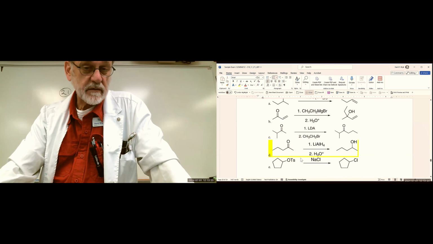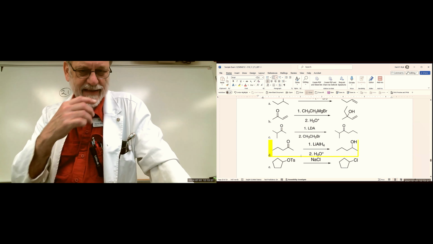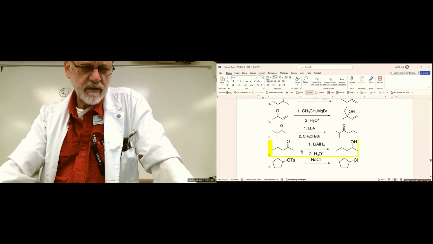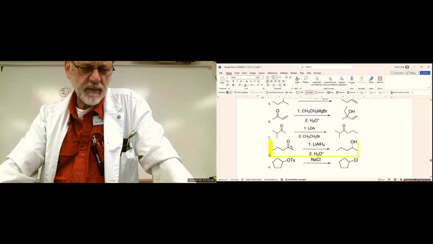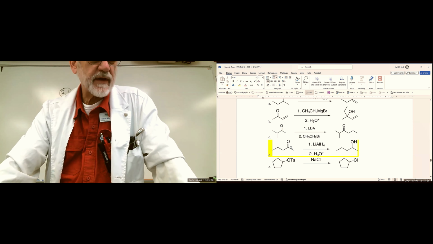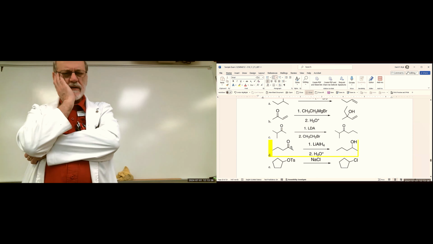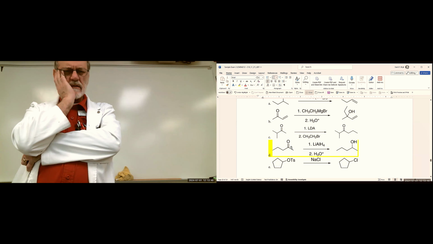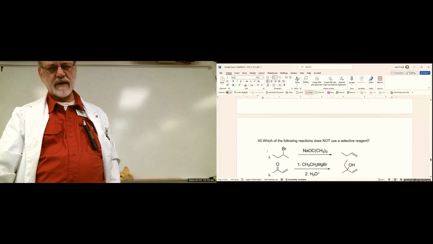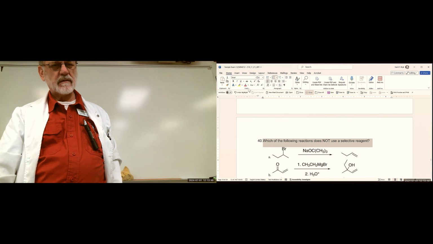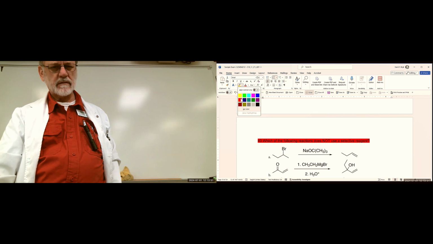It would just, let's see, what would it do? Lithium aluminum hydride. That's a Lewis acid base reaction there. All right, I don't like that one anyway. I know what to do with that. Toss it. Yeah.